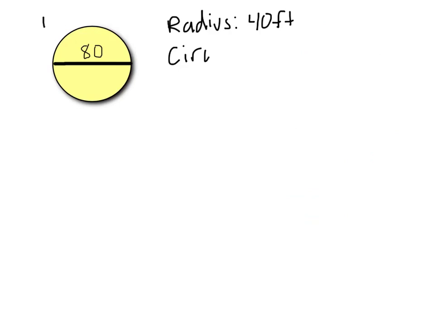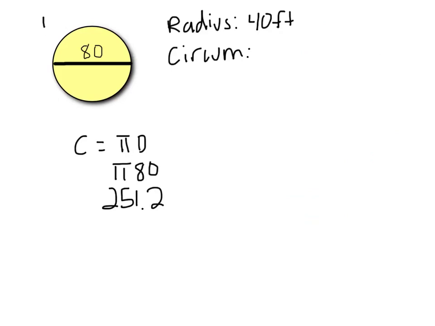Next, it asks for the circumference. Circumference, we know, is pi times diameter. We also could use 2 times pi times the radius, but since we're already given the diameter, we should use this formula. So we have pi times 80, and we typically are going to use 3.14 for pi. So if you plug in 3.14 times 80 into your calculator, or do the calculation over to the side, you get 251.2. Keep in mind that this is a distance, so we have 251.2 feet, not feet squared.